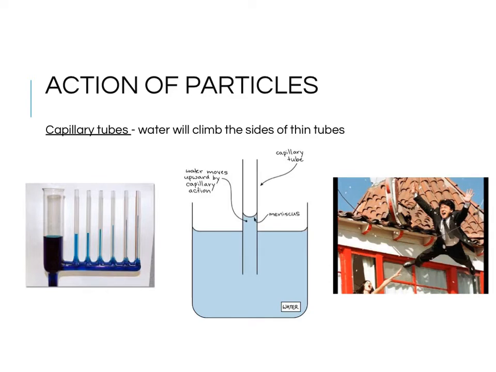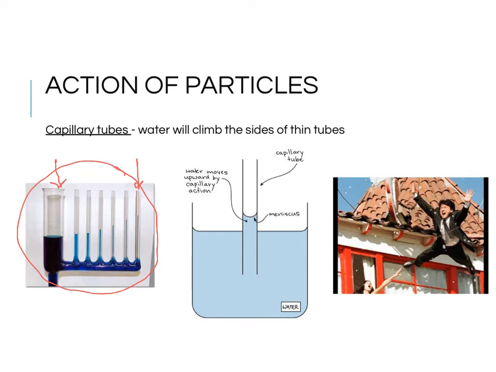Another vocab word you should be aware of is capillary tubes. Capillary tubes occur when water climbs up the sides of basically really thin tubes. What you're seeing in this photo is water that's dyed blue, and you'll see that this tube is really wide in diameter, and then as the tube diameter gets smaller, there's really no tricks here. The water level appears to be crawling its way to the top of the tube.